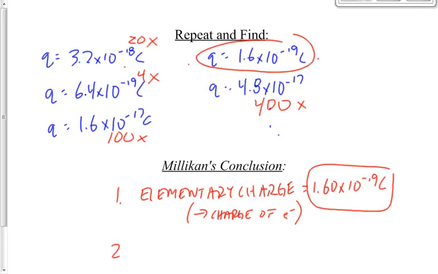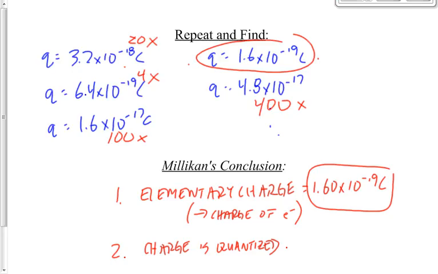He also, by the way, his second conclusion was the charge is quantized. What does that mean? Money is quantized. In Canada now, you can have 5 cents or 10 cents or 15 cents or 20 cents or 25 cents. Can't have anything in between, right? You can have an elementary coin, which would be a nickel, or a whole number multiple of that. Money is quantized. So is charge.